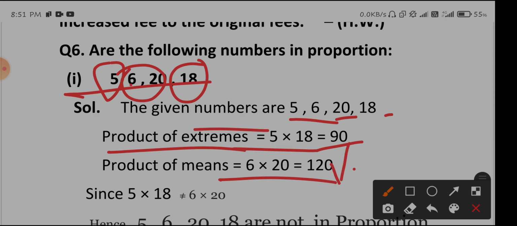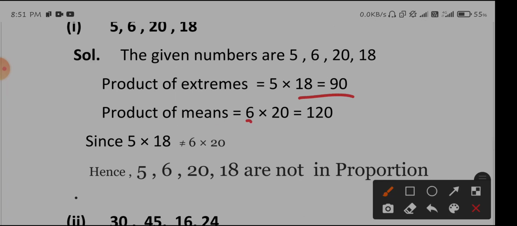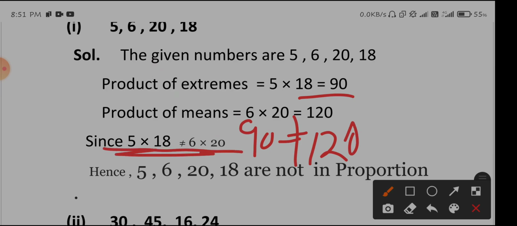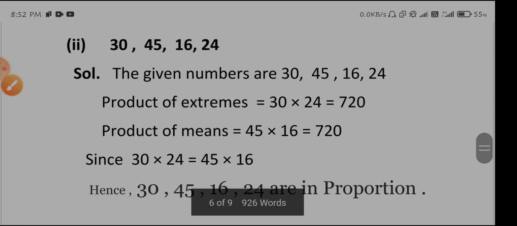Now compare both of these. अब दोनों को compare करना है. So 5 multiply 18 is 90 and 6 multiply 20 is 120. 90 is not equal to 120. It means 5 multiply 18 is not equal to 6 multiply 20. Both are not equal, so they are not in proportion. अगर दोनों बराबर रहते तो हम कह सकते थे कि proportion में, otherwise they are not equal.